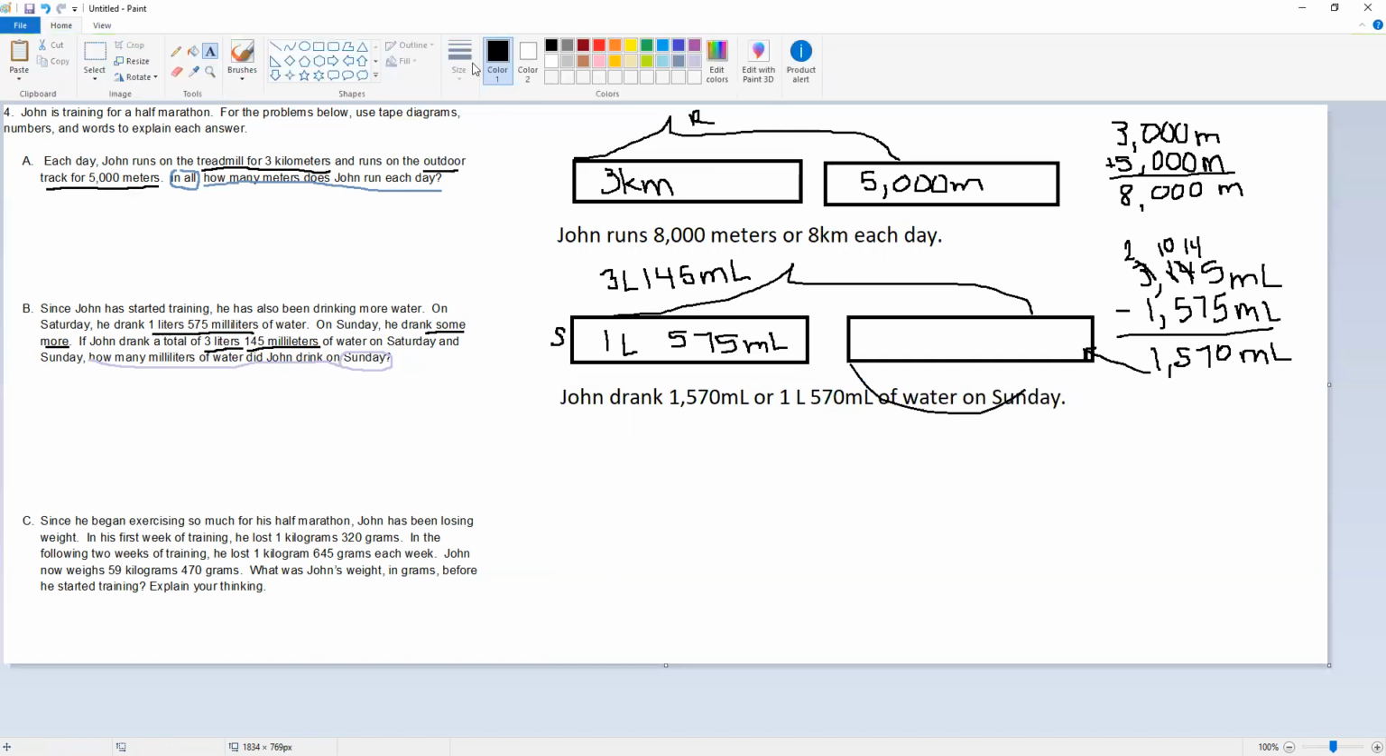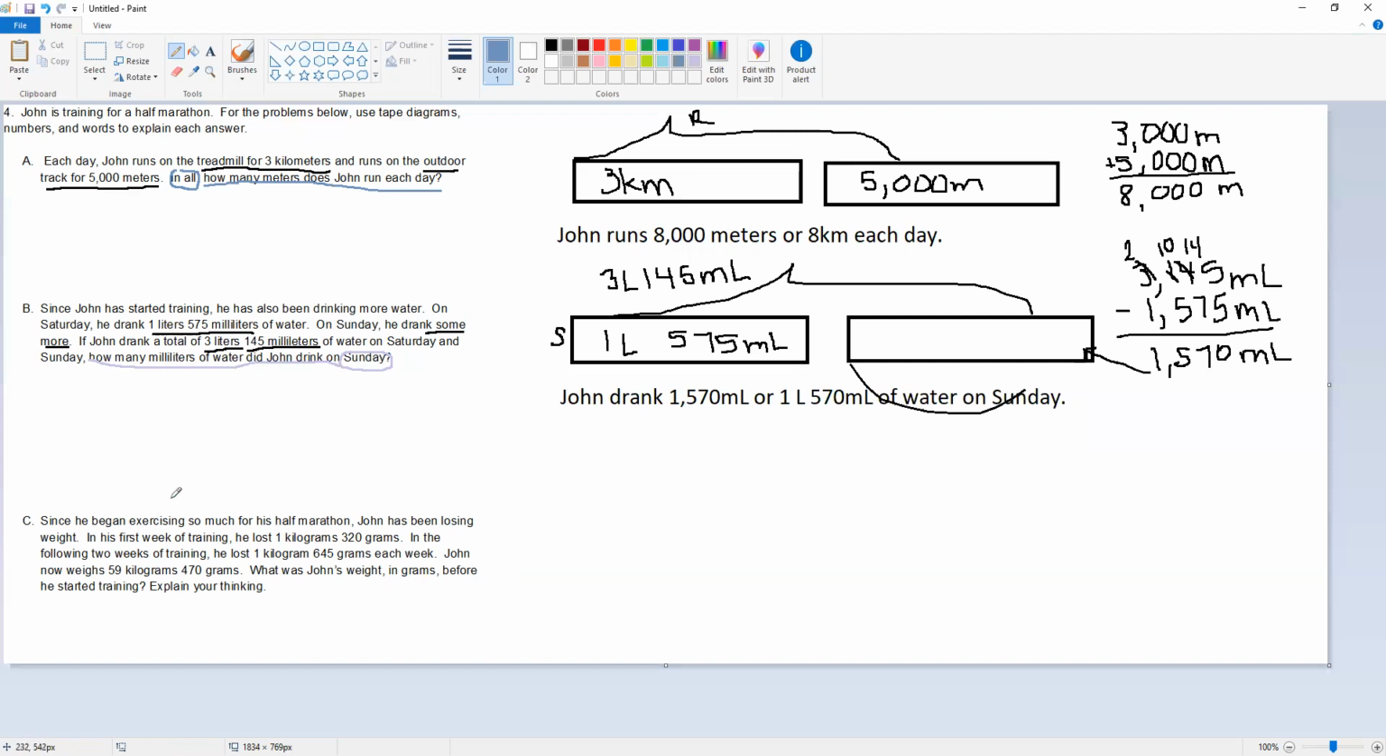All right, let's look at the next one. Okay, so this next one, let's start by reading it. Since he began exercising so much for his half marathon, John has been losing weight. In the first week of training, he lost 1 kilogram, 320 grams. In the following 2 weeks of training, he lost 1 kilogram, 645 grams each week. John now weighs 59 kilograms, 470 grams. What was John's weight in grams before he started training?